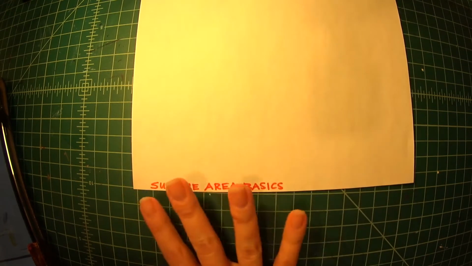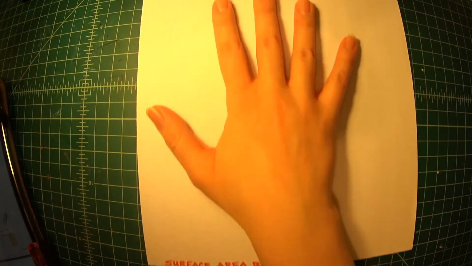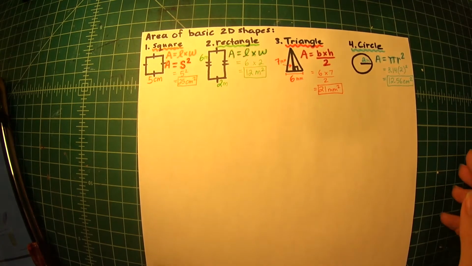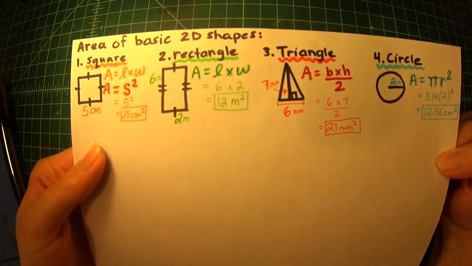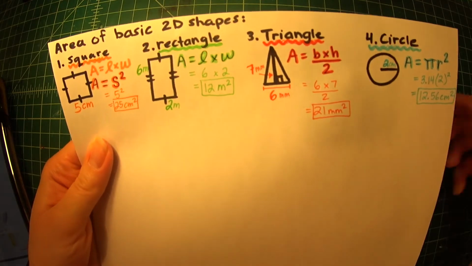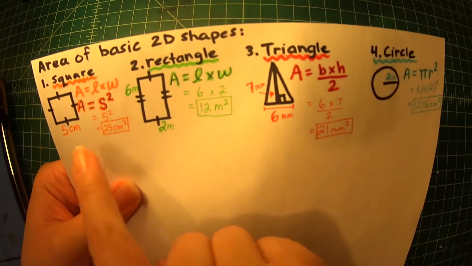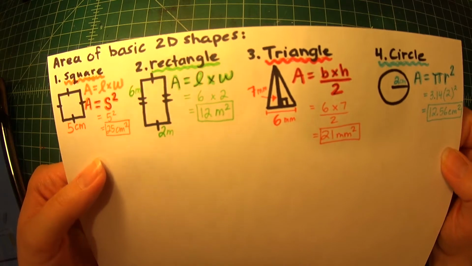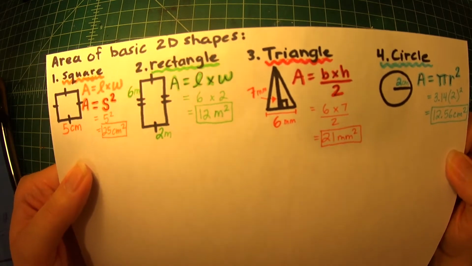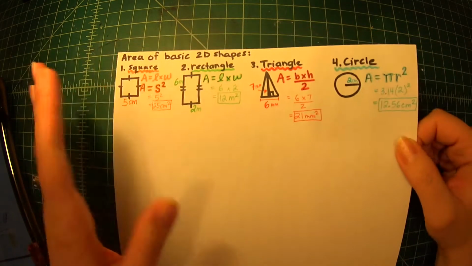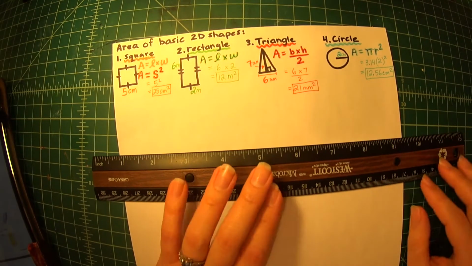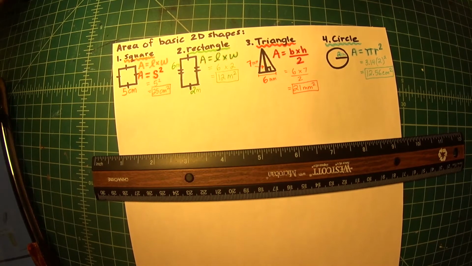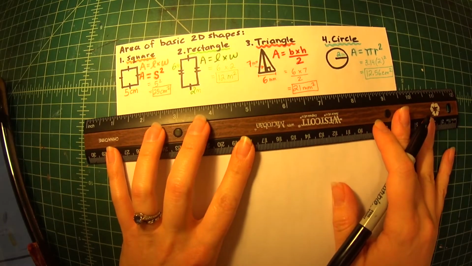So if you can open up your foldable to that section, what you should already have inside of there is your area of basic 2D shapes, square, rectangle, triangle, and circle, with the formula for finding the area of each along with one example. And the other thing that you should already have in this section is the definition of surface area.